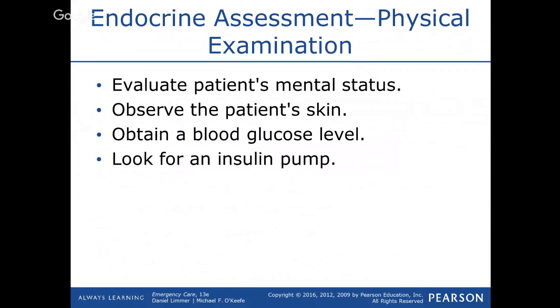So, evaluate the patient's mental status for the endocrine assessment. For the physical exam, observe the patient's skin, obtain a blood glucose level, and look for an insulin pump. If they do have an insulin pump, I don't know what the basic protocol is for it now. If a paramedic runs one and it's an easy off button, we could turn them off. I don't know what your protocol is as a basic, so make sure you read the book.